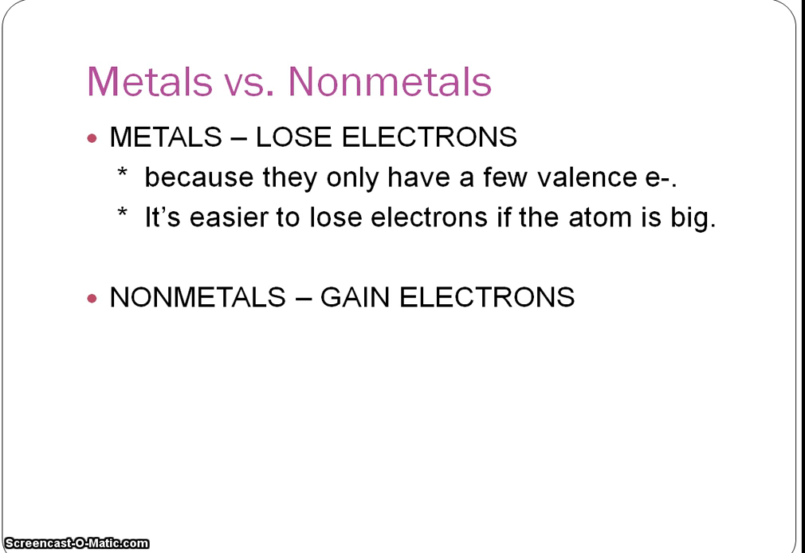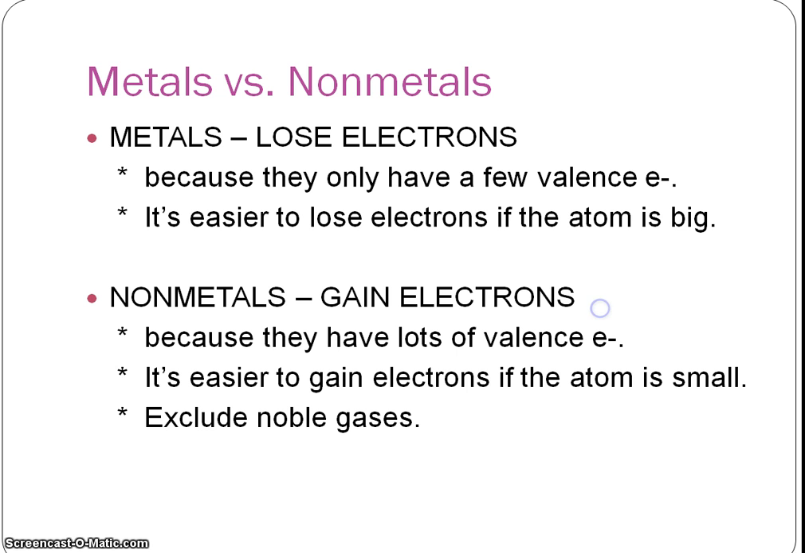Nonmetals are the opposite. Nonmetals are always trying to gain electrons, and that's because they already have a lot. Nonmetals have like 5, 6, or 7 valence electrons, so it's easier for them to just gain a couple to get that magic number of 8 than it is to try to lose 5, 6, or 7. And when you're gaining electrons, it's easier to gain them if the atom is small, because the electron's just going to stick right onto that positive nucleus. So nonmetals are more reactive if they're small. But keep in mind, we're excluding the noble gases here as well, because they're not reactive at all. They're already stable.